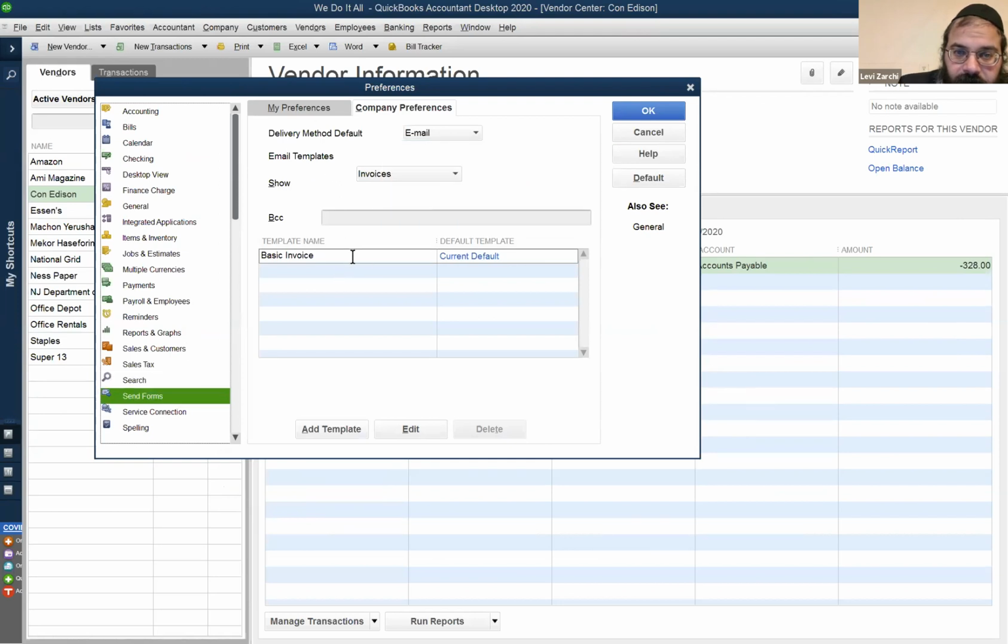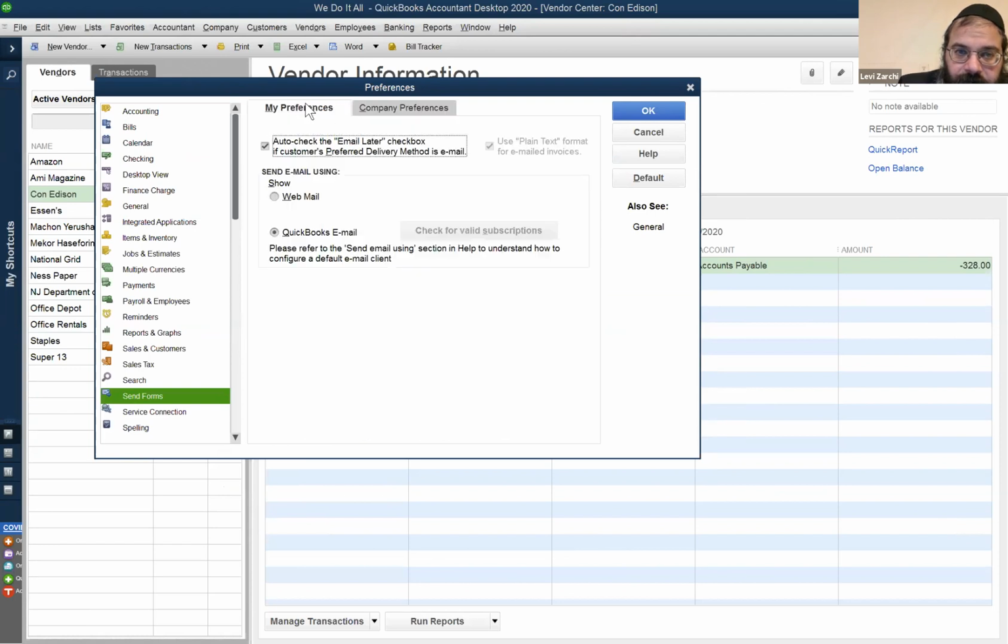Basic, we have templates. We're using webmail. We have QuickBooks email. You could choose if you want to add a personal webmail. You would go and add your Gmail account or whatever other type of emails you have for your own company website. This is where you would set up where you're sending, where it is coming from.